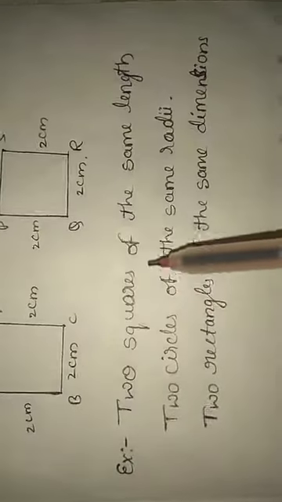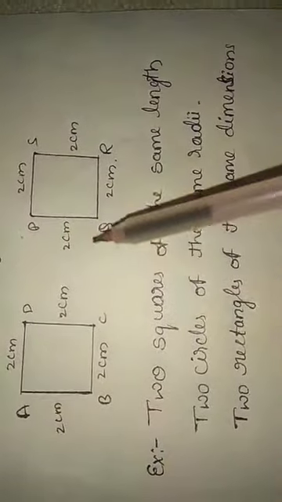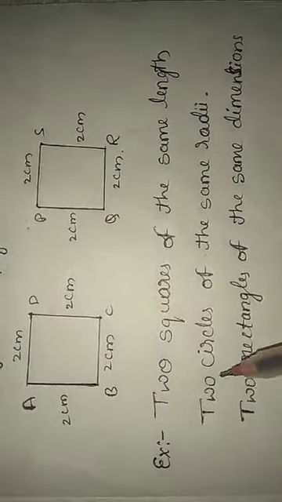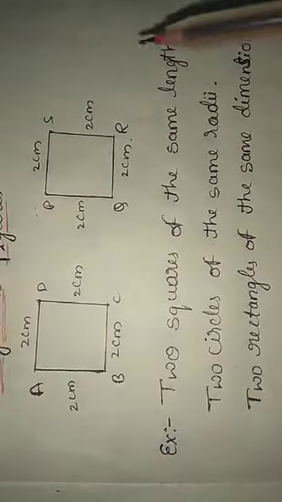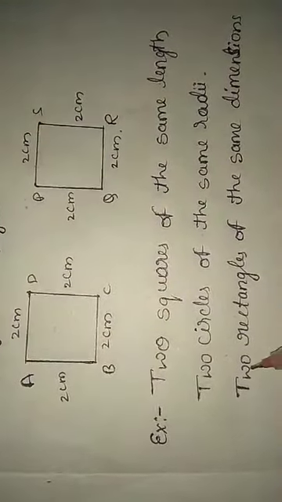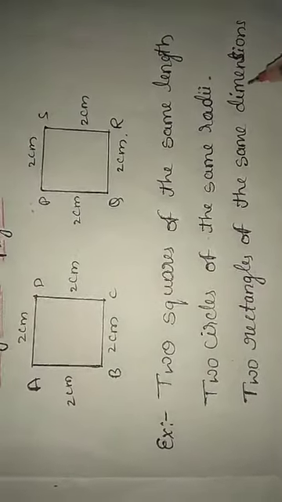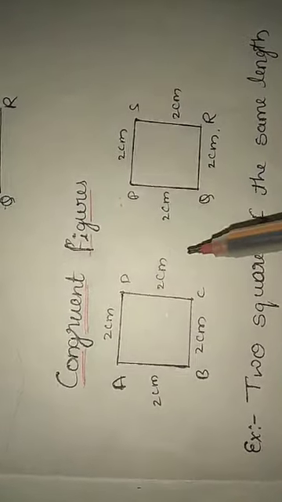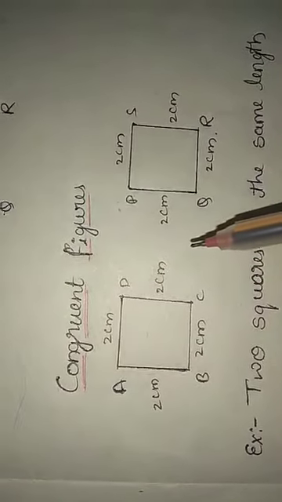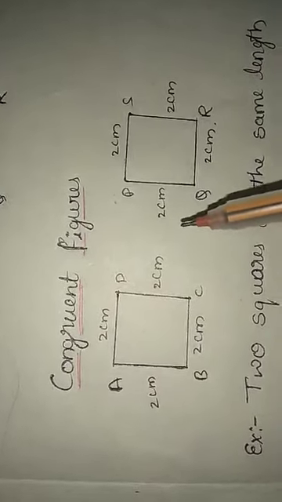For example, two squares of the same length are congruent, two circles of the same radii are also congruent, and two rectangles of the same dimensions are also congruent. We studied this in 9th standard. But in this class, we will study what is meant by similar triangles.